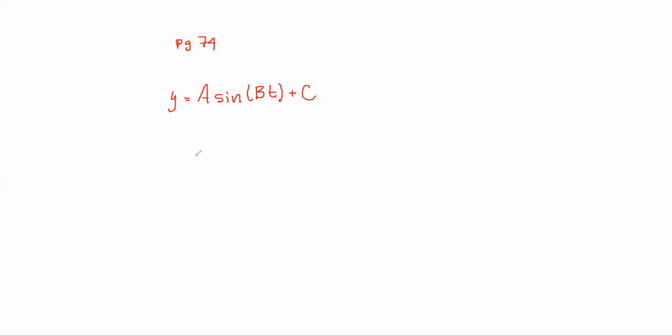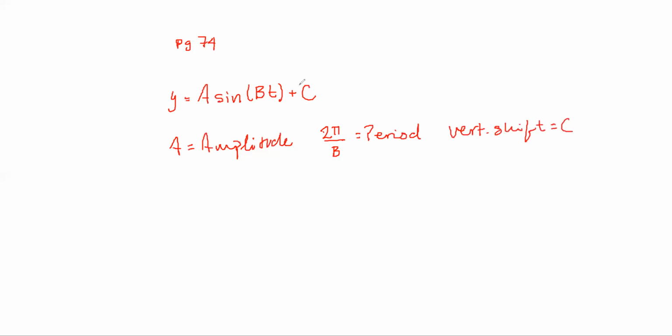So this equation, knowing that A is amplitude, 2 pi over B is period, and vertical shift is C, is what you need to know about these equations.